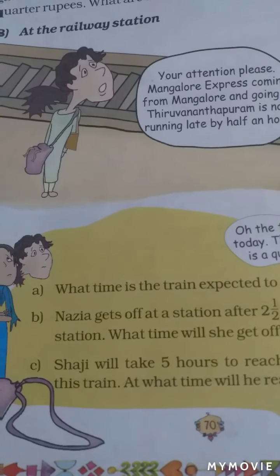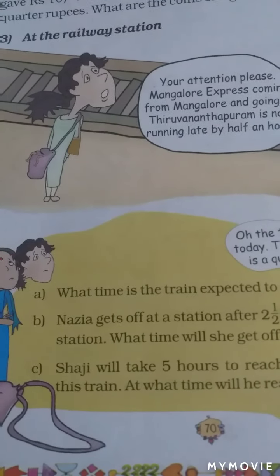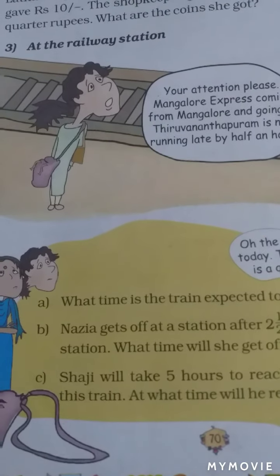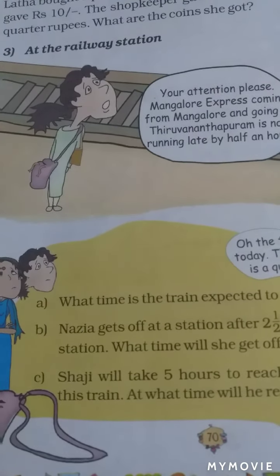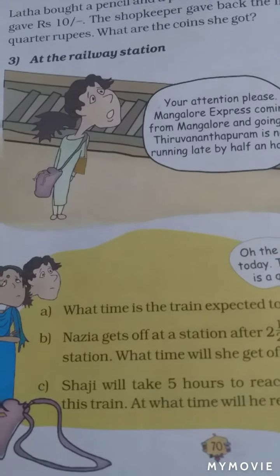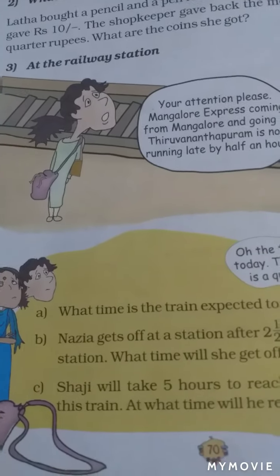Hello children, today we will be doing lesson number 4, parts and wholes, page number 70, at the railway station. That is the practice time, question number 3. As you can see, there is a girl standing with a dialog box there.